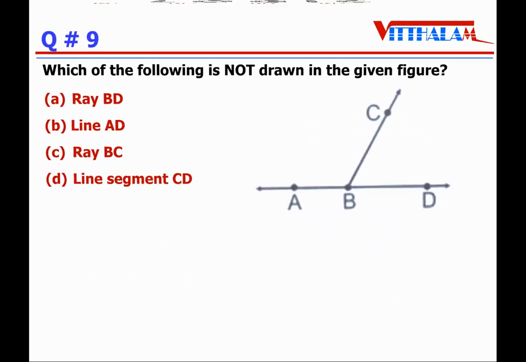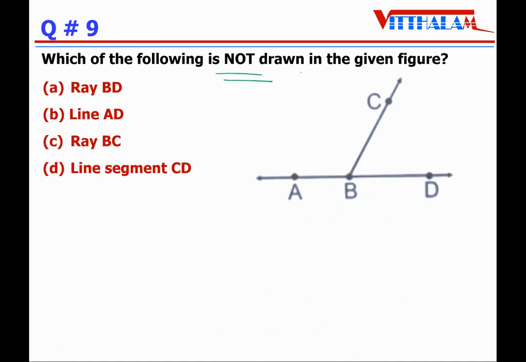Next. Which of the following is not drawn in the given figure? Ray BD. So this is B and this is D. Yes, this is the ray BD. It's already available in the figure. What we have to find out is what is not drawn. Line AD. This is A, this is D, and yes, both sides it is extended to infinity. So it is also available. Ray BC. B is the starting point, or you can say source point, and C, extending to infinity. Correct? So it is also drawn. Line segment CD. That's not drawn. So the answer is D. There is no line between C and D.